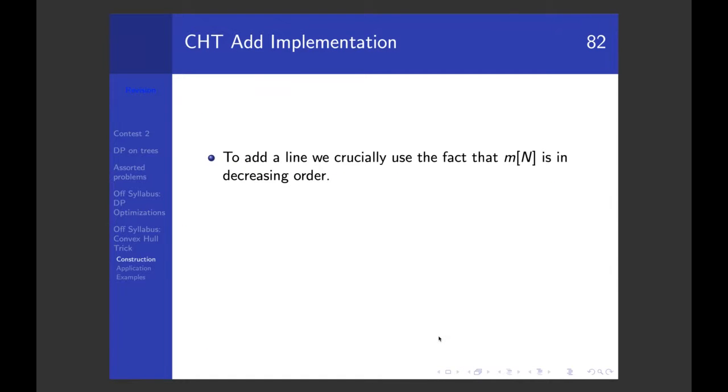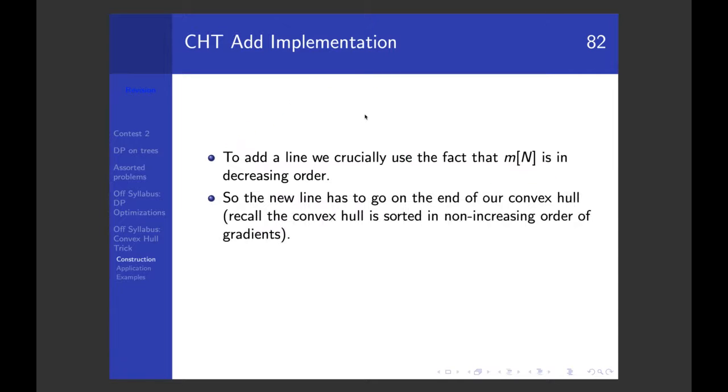So adding a line, we use the fact that the slope is decreasing. Whenever we add a new line to our hull, we guarantee that its slope is the smallest so far. This guarantee is required for our data structure to be nice. If you add lines in any order, it becomes super messy. And luckily, in a lot of DP problems, this is enough.